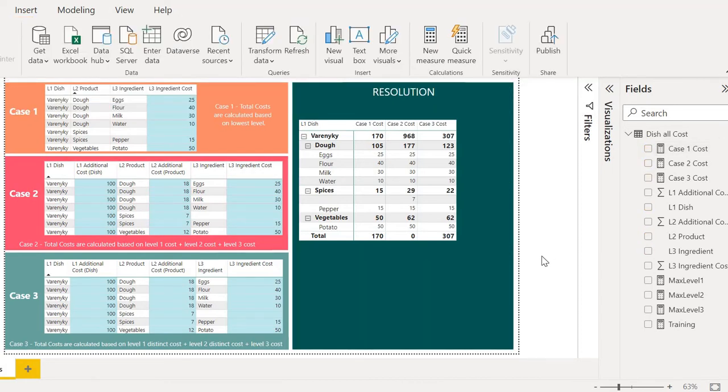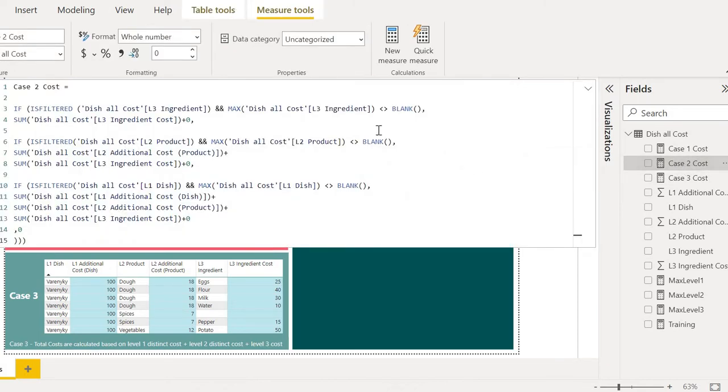However, if you would like to include the cost based on the current level, it would be a little bit more complicated. Case 2. So how does it work? First, level 3 is filtered, and it would show the sum for level 3. Then level 2 is shown in the matrix. It would show the sum of level 2 plus the sum of level 3. And the same applies to level 1, where it will show the sum of level 1, level 2, and level 3.